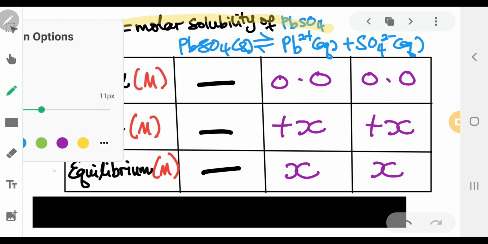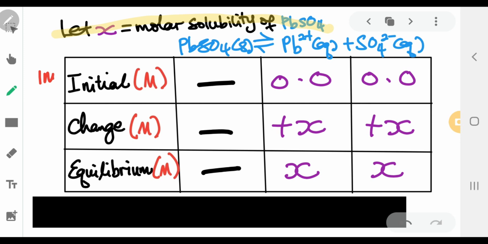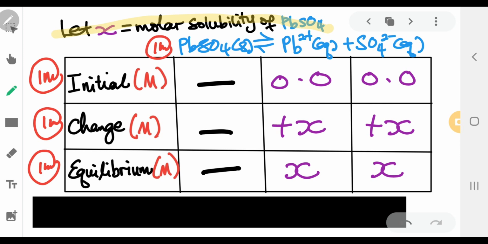So by writing this correctly, you get 1 mark for that section, another 1 mark for this section, 1 mark for that section. Also, you will get 1 mark for the correct balanced equilibrium equation. And sometimes this statement over here would have another 1 mark. So do remember to always write: let X equal the molar solubility of your compound.